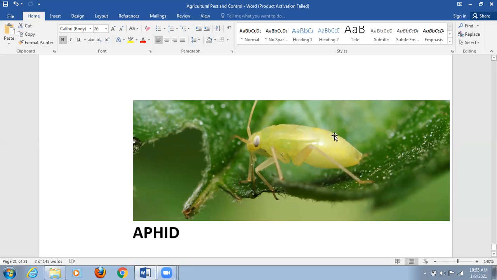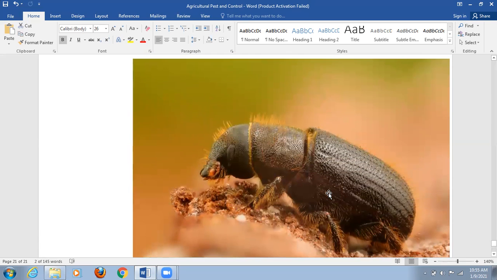So as I told you, it is important to understand the morphology. It is also important to understand the different stages of development of the insect. We know the life cycle of the insect: they lay the eggs, from the eggs larvae emerge, from the larva pupae are produced, and from the pupa adults are produced. So that is the life cycle of the insect.